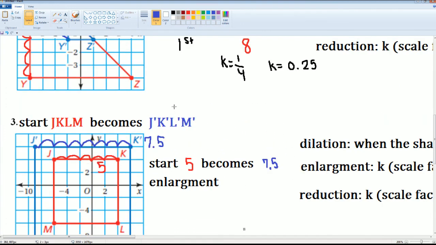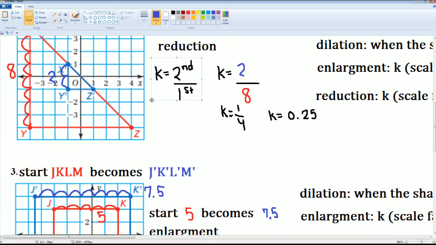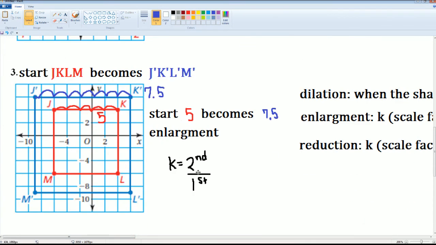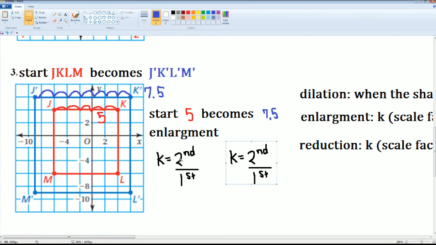Okay, so let me grab my scale factor formula. K is defined as the second term divided by the first term. What is my second term? That is my 7.5. What is my first term? That was our 5. That was our first one.